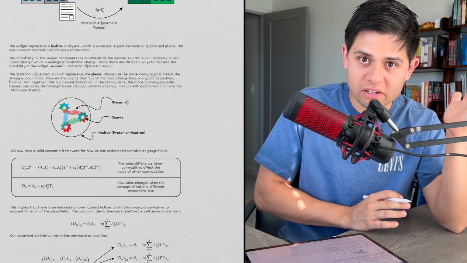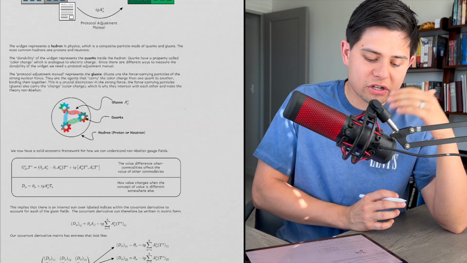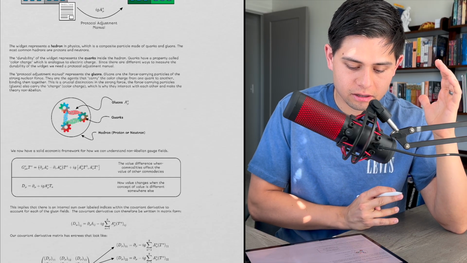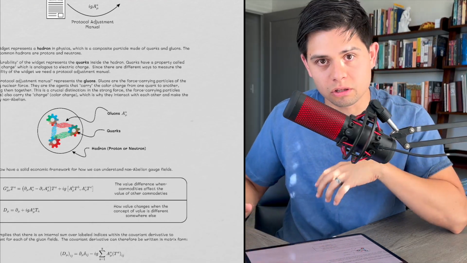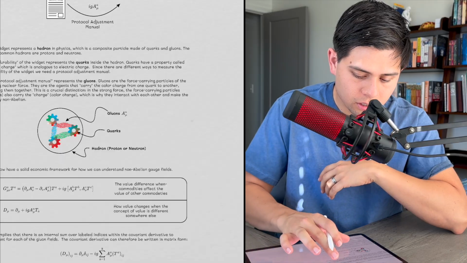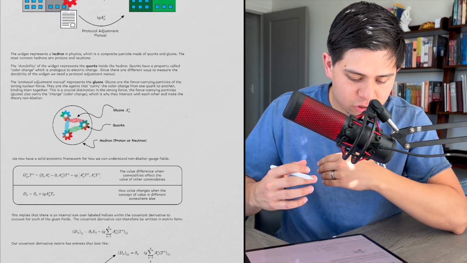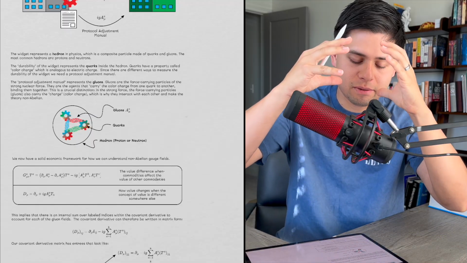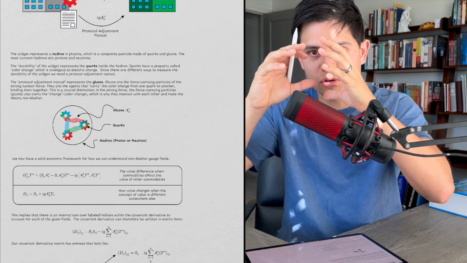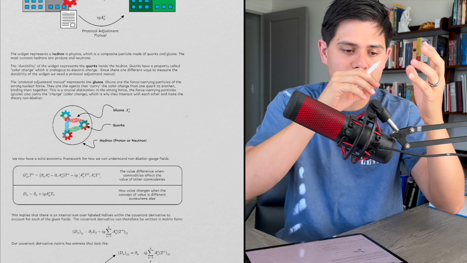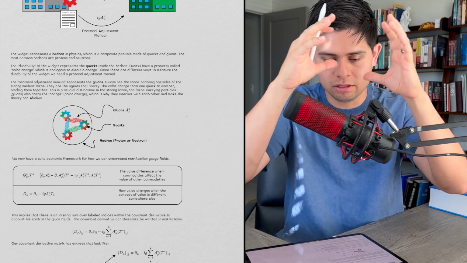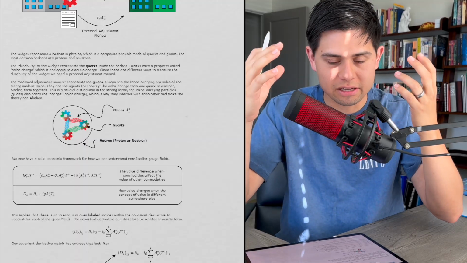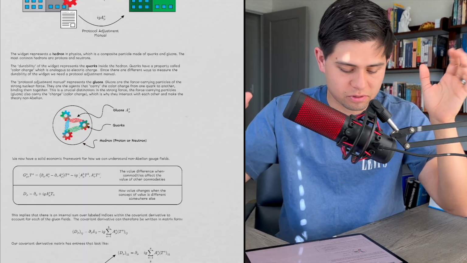Let's go back to some physics now. The widget represents a hadron in physics, which is a composite particle made of quarks and gluons. Okay. The most common hadrons are protons and neutrons. Those are the things at the center of atoms. You have protons, you have neutrons. The number of protons identifies the identity of the atom itself, and the number of neutrons identifies the isotope. Right? That's chemistry.